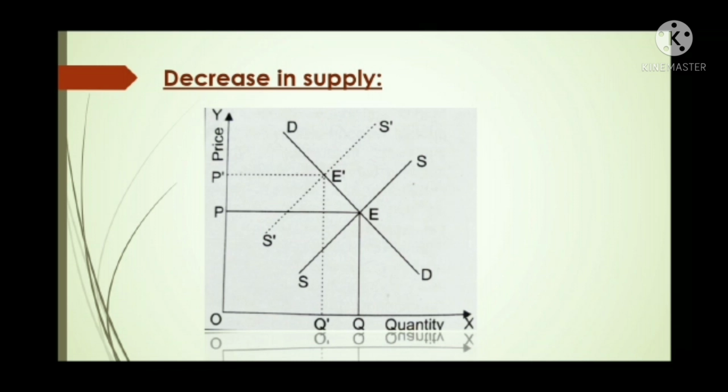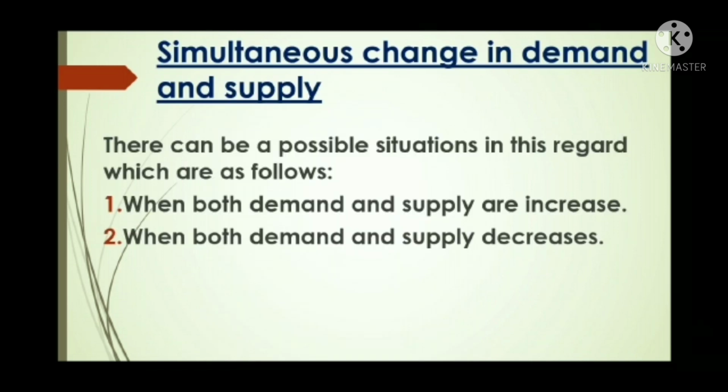Next, simultaneous change in demand and supply. The effects of simultaneous change in demand and supply on the equilibrium price and quantity. There can be possible situations in this regard, which are as follows. When both demand and supply are increased. When both demand and supply decrease.